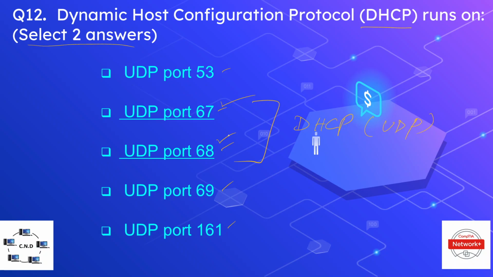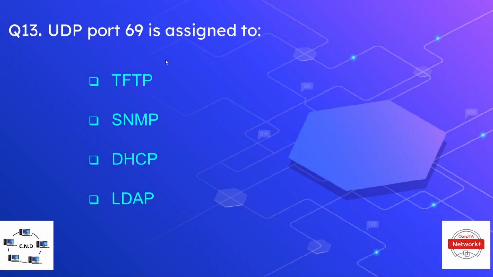So 67 and 68, these are the ports used by DHCP protocol. Question number 13 is that the UDP port 69 is assigned to, and the options are TFTP, SNMP, DHCP or LDAP. And the correct option is TFTP.